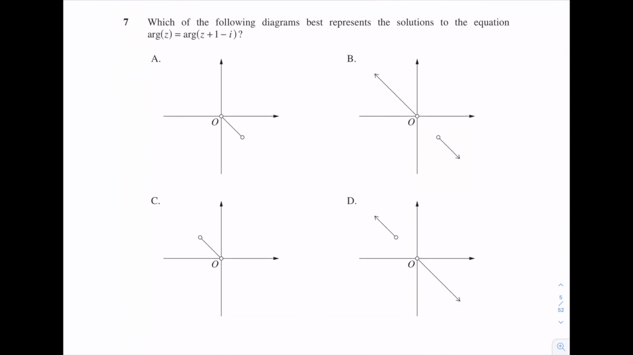Which of the following diagrams best represents the solutions to this equation? Now, out of experience, I know what these kinds of questions look like. And the idea is that we want to write this as arg of z, but I'm going to be a little bit picky with how I write it. I'm going to write it as arg of (z minus 0) minus arg of (z minus (-1 plus i)) equal to 0. So I've brought this over to the other side, and then I've sort of factored out a -1 here.